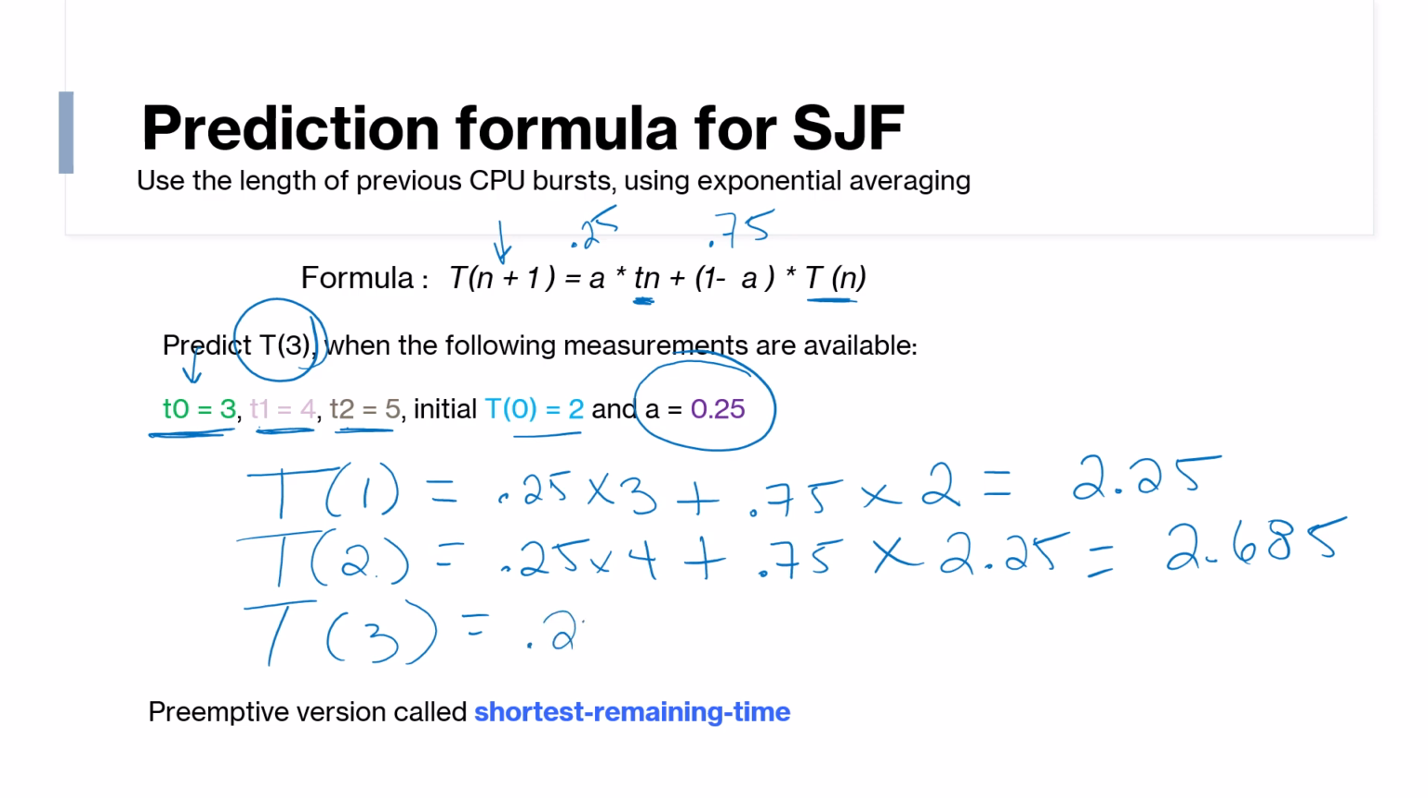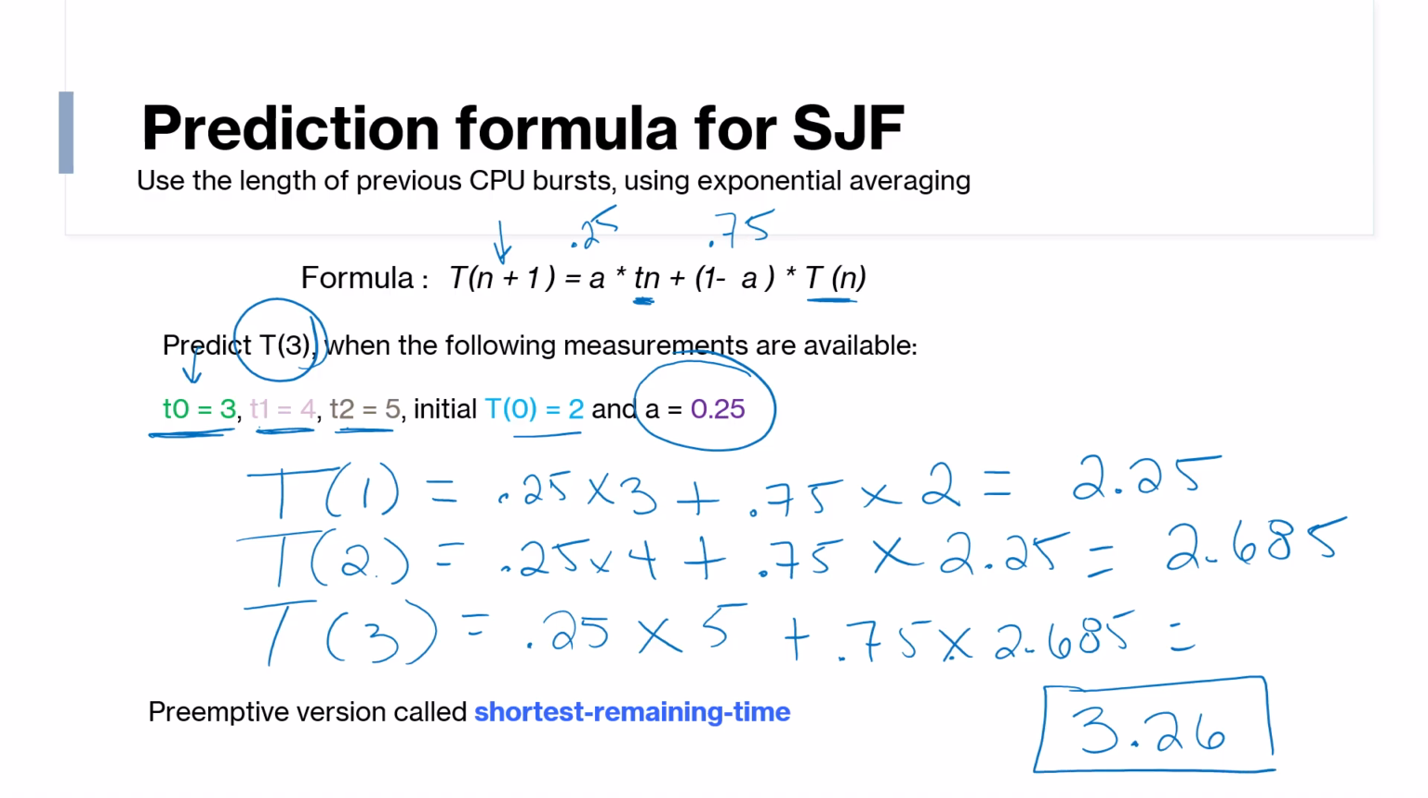And then to get T of 3, you have 0.25 times 5 plus 0.75 times 2.685, and then the answer would be 3.26. So you guys can double check this. If I made a mistake, someone will for sure let me know, but I believe that is correct.